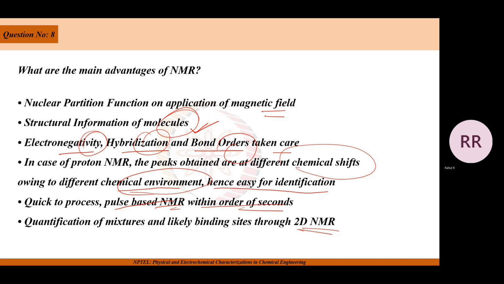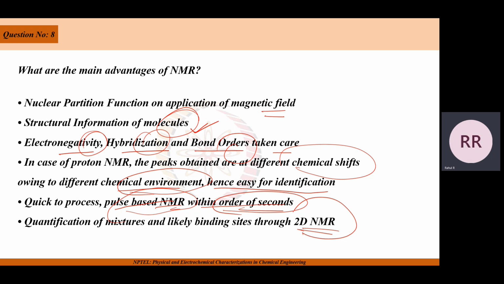And unlike many other techniques, NMR is a very fast technique, especially the pulse-based NMR, which actually happens in the order of a few seconds. And also, we can get a quantized idea about the different mixtures that are present in your sample, and we can also get an idea about the binding sites available in the sample. This is basically done through 2D NMR, which we'll also discuss in the upcoming slides.